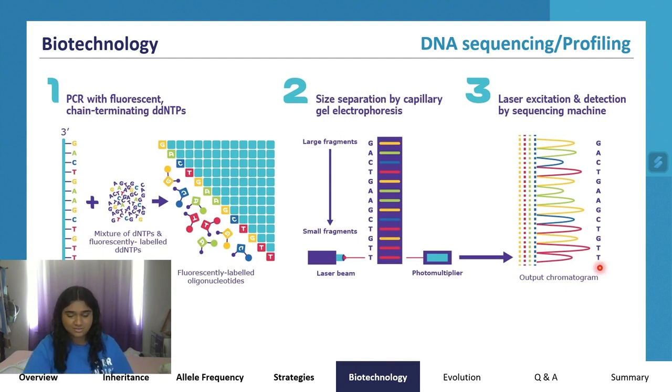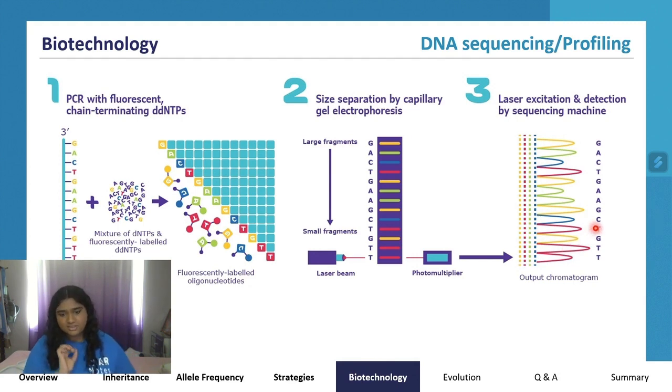The scientist can read that and go, okay, it's a red dye, which means our first base pair in the sequence is a thymine. The second base pair that the laser comes into contact with is also red, so it's another thymine. Then you might get a yellow, which means there's a guanine there. Another red, another thymine. Blue is next, so it's a cytosine, and so on and so forth.